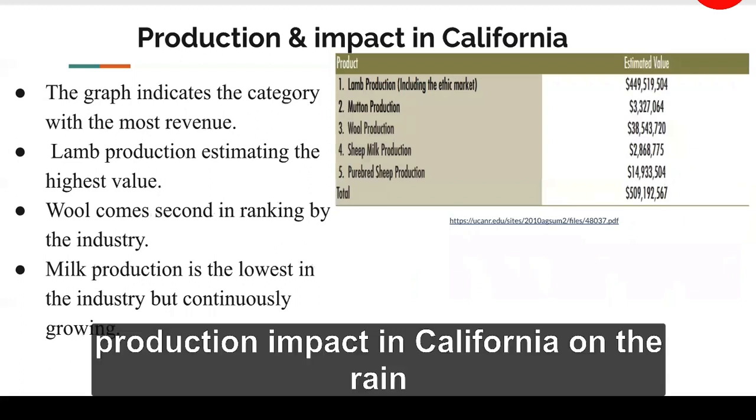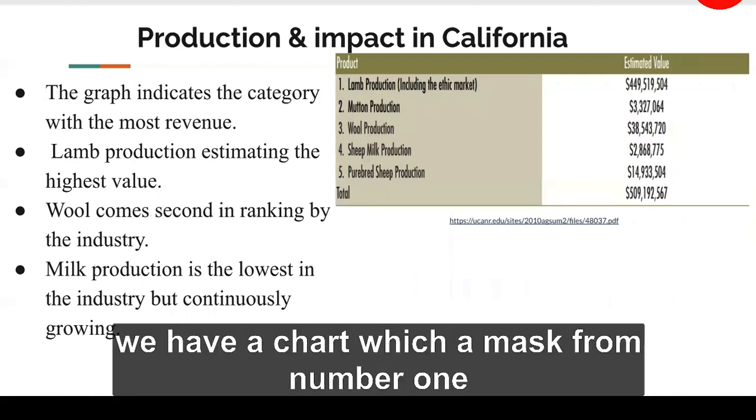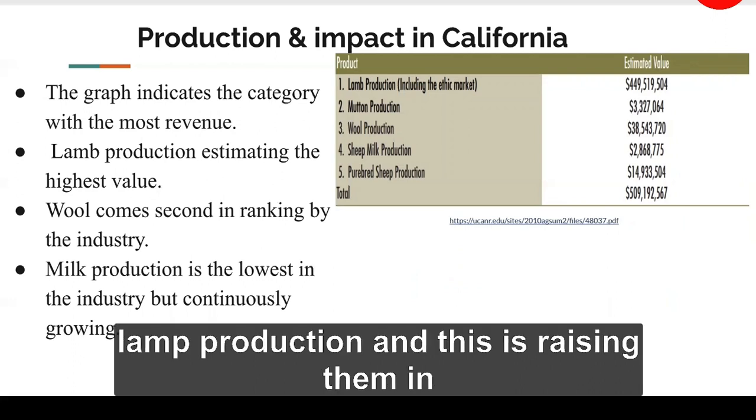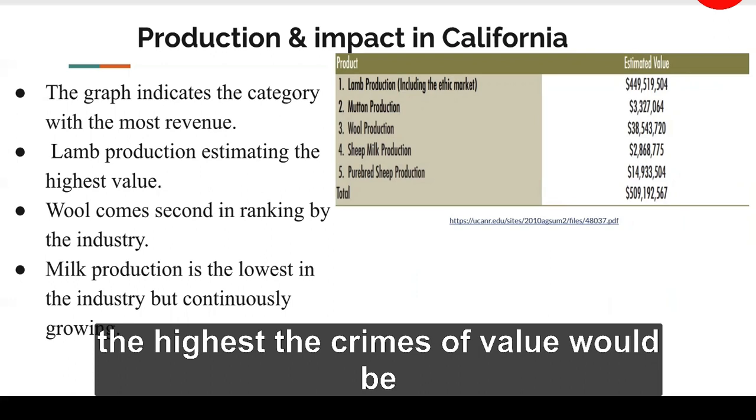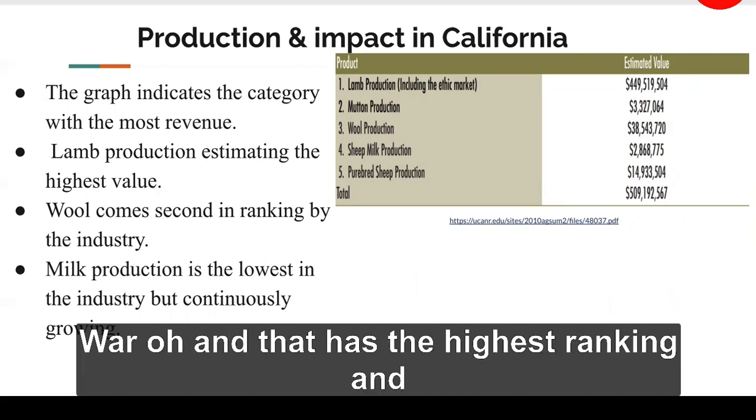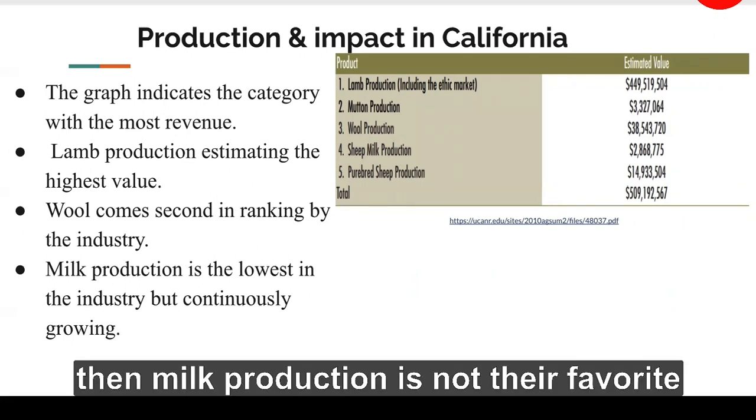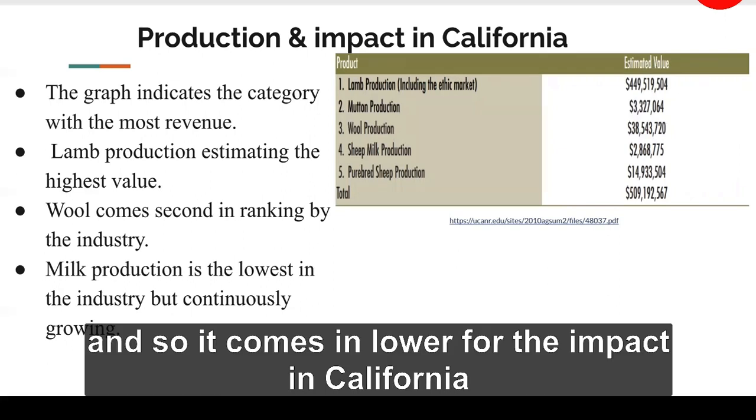Production and impact in California. On the right, we have a chart which has lamb production as number one, and this is raising them. The highest in value would be wool, and that has the highest ranking. And then milk production is not that favored, so it comes in lower for the impact in California.